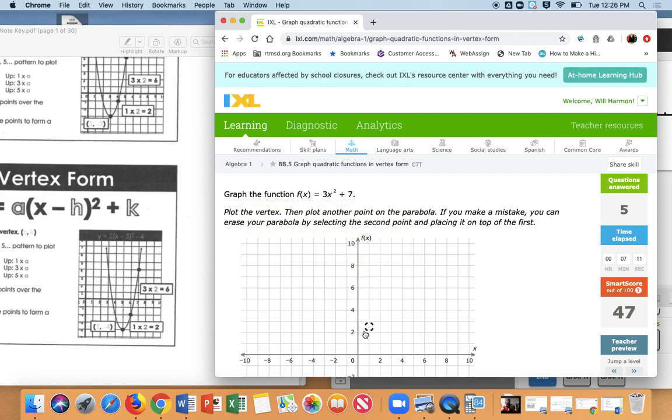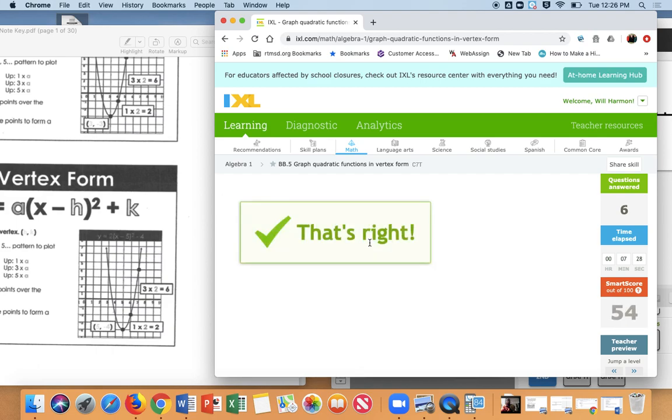All right, again, this is very similar to the last one. So my vertex would be at 0, 7. I'm going to be opening up because that's a positive. Let's plug in 1 again. I have 3 times 1 squared. 1 squared is 1, so 3 times 1 is 3, plus 7 is 10.